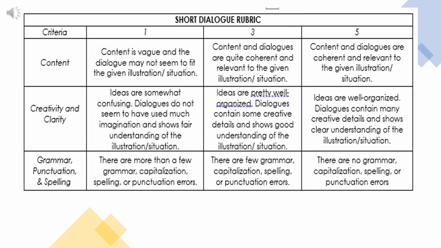Short dialogue rubric. So we have the criteria, content. You will get 5 points if the content and dialogues are coherent and relevant to the given illustration situation. For creativity and clarity, another 5 points. Ideas are well organized. Dialogues contain many creative details and show clear understanding of the illustration situation. And the last criterion would be grammar, punctuation, and spelling. So you will get 5 points if there are no grammar, capitalization, spelling, or punctuation errors.